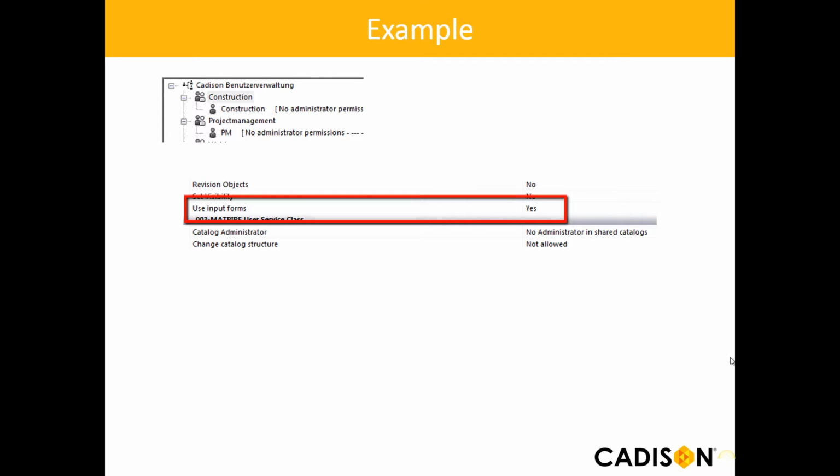For example, let's say that we have multiple user groups and users configured in our CADISON system. In my environment, I have set up two user groups called Construction and Project Management. Inside these groups, we will find only one user each, called Construction and PM for the Project Manager. Both of them must have the property Use Input Forms set to Yes. In the next step, we will create two separate input forms for these two different users.